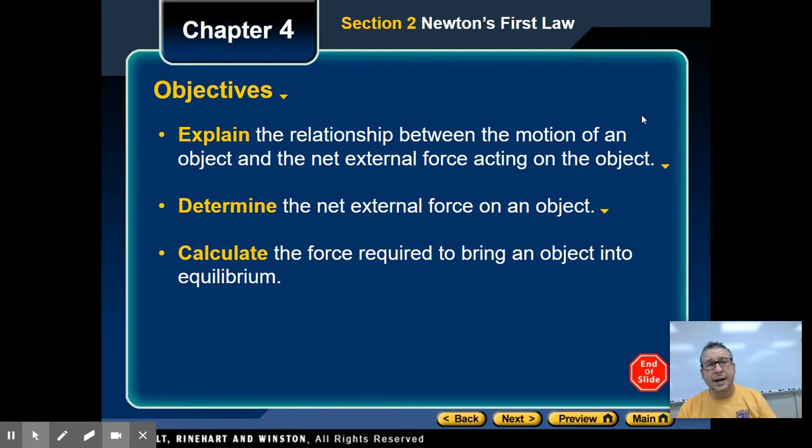We'll then determine the net external force on an object. So there's where our calculations come in. And we'll also calculate the force required to bring an object into equilibrium. Okay. We don't necessarily do that. We typically stick with the net external force on an object, determine what those are going to be, whether or not an object is going to remain in its current state of motion or its motion will change. Okay. The last two bullet points kind of do go hand in hand together.